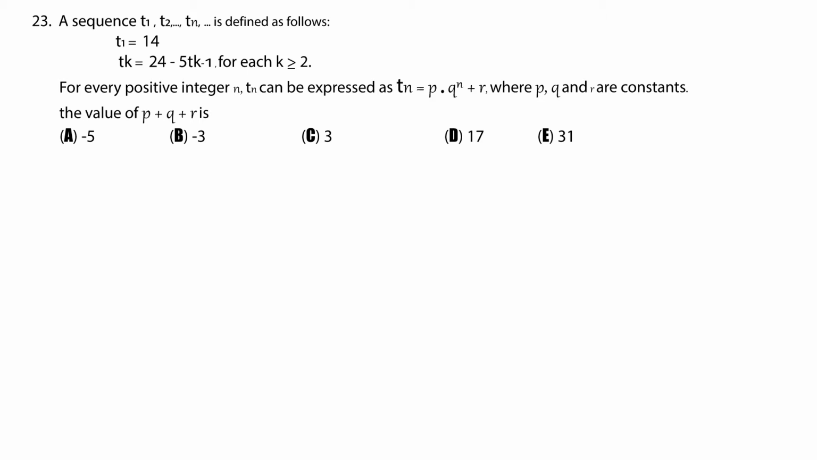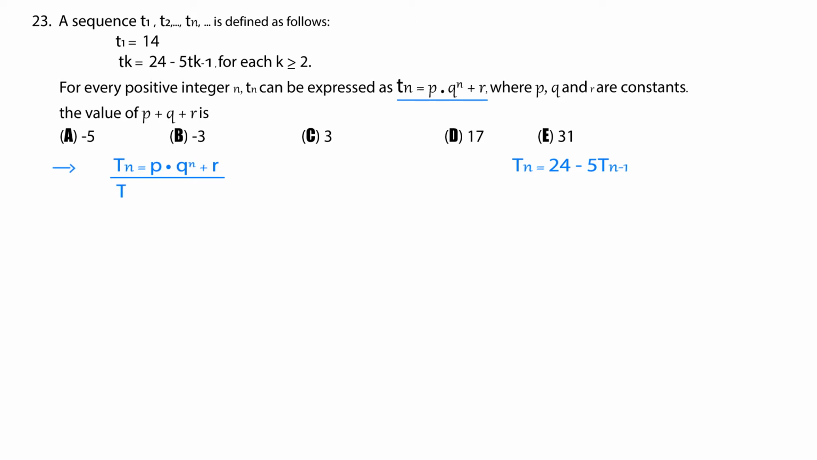Alright, so first let's try to understand this question. They're saying that tn is equal to p times q to the power of n plus r. Okay, that's our big relationship right there. And then they tell us that tn is equal to 24 minus 5 tn minus 1. Well, they're using k's, but just keep it consistent. n, k, same thing.